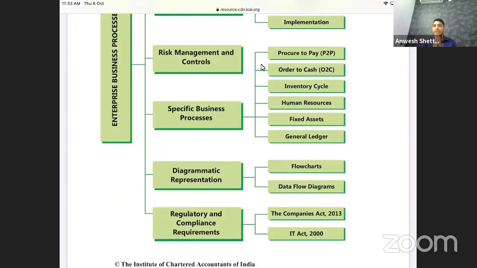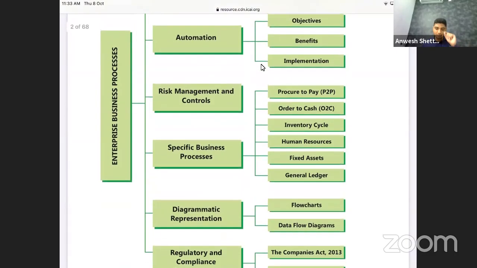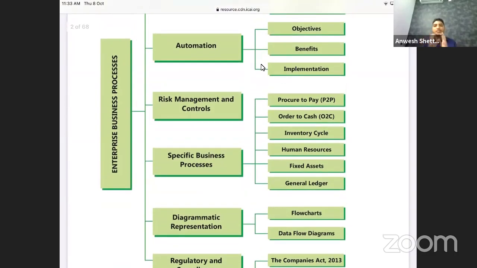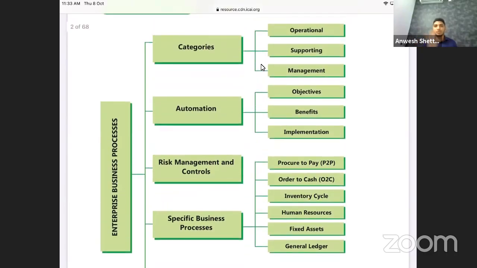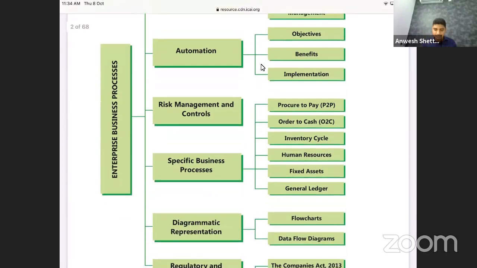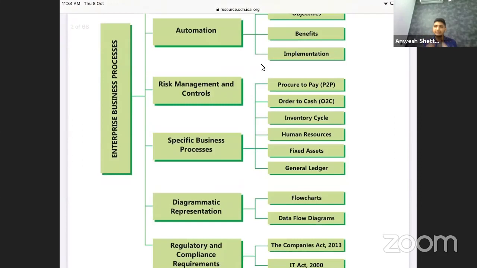Sir, are we going to cover everything in today's class? I will say no, because in 1.5 hours we cannot cover everything. First, I want to give you a framework of the things that we are going to cover today. Categories we are going to cover, automation we are going to cover, risk management and controls we are going to cover, and specific business processes. I'll give you some introduction about it, very general. I'm very sure that even if you read on your own, you can understand it.